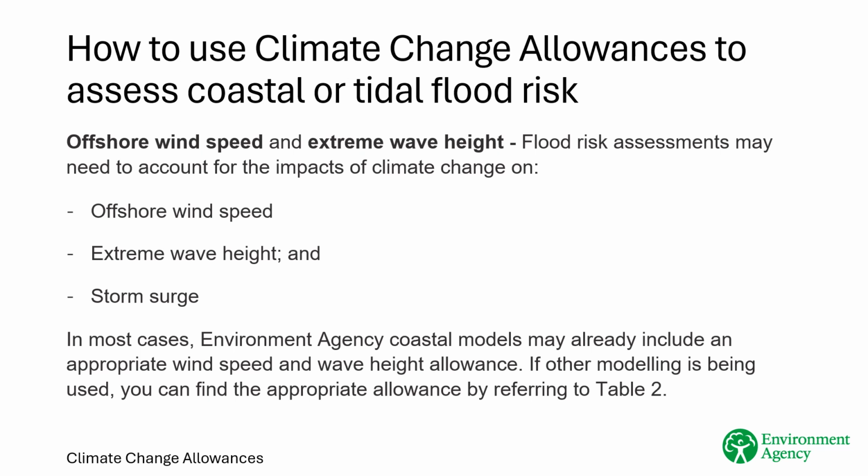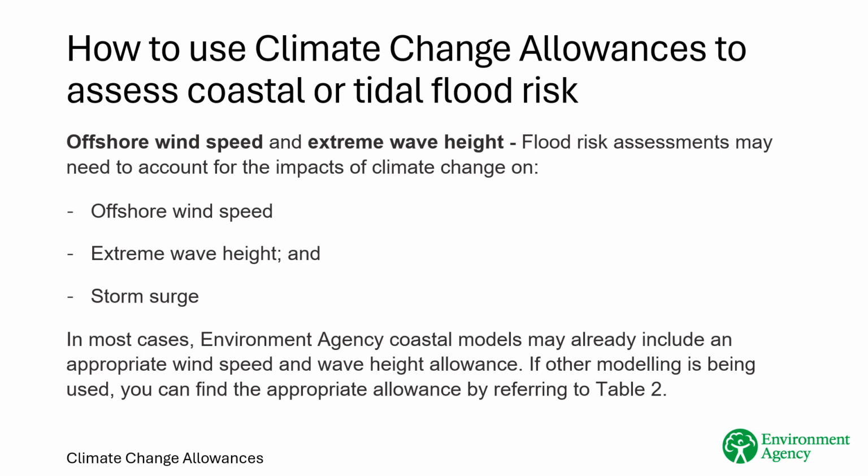Offshore wind speed and extreme wave height also needs to be assessed. Flood risk assessments may need to account for the impacts of climate change on these variables. In most cases, the Environment Agency coastal models may already include an appropriate wind speed and wave height allowance, but if other modelling is being used, you can find the appropriate allowance by referring to Table 2 on the .gov.uk webpage.